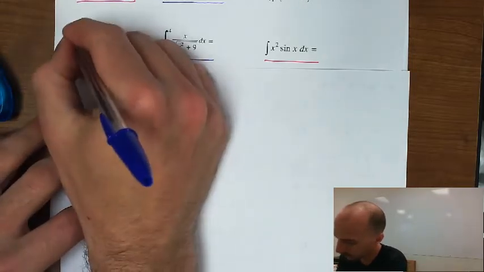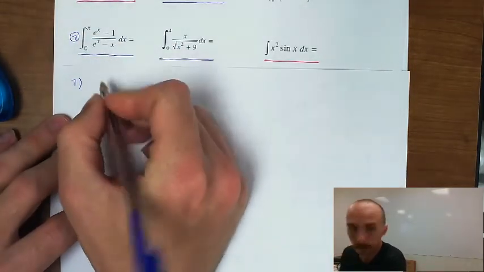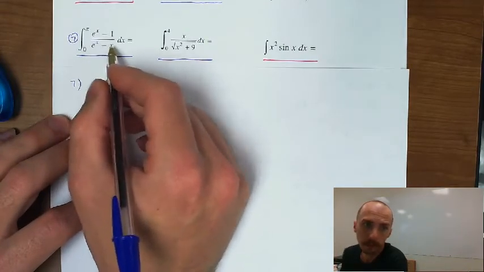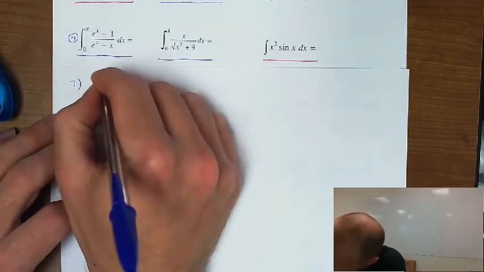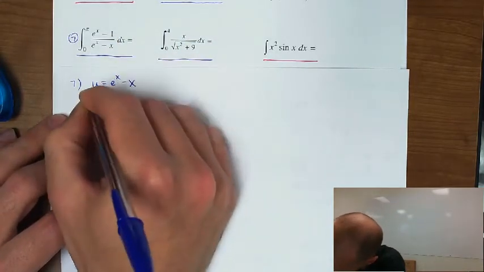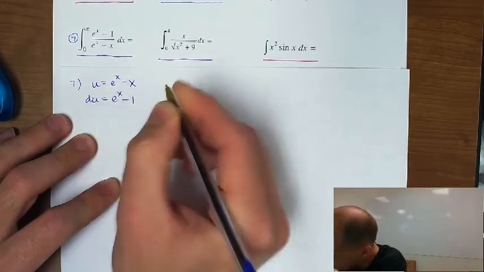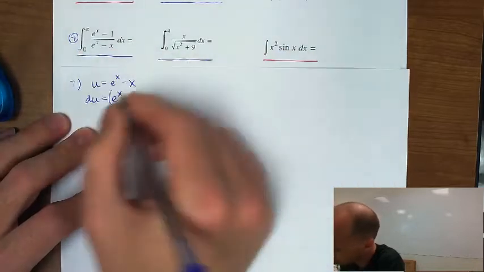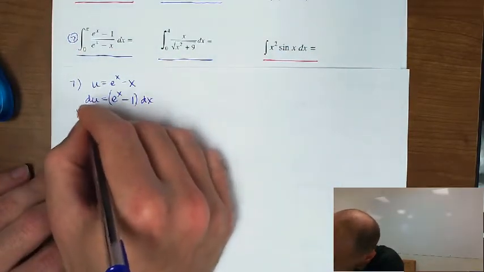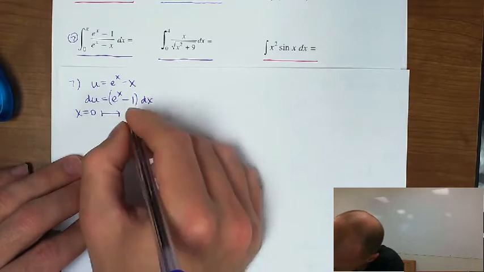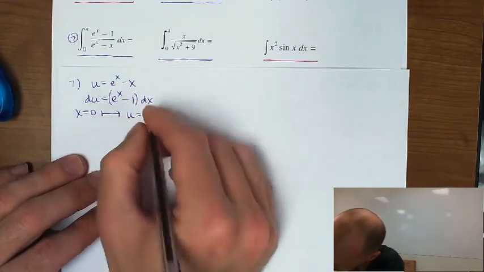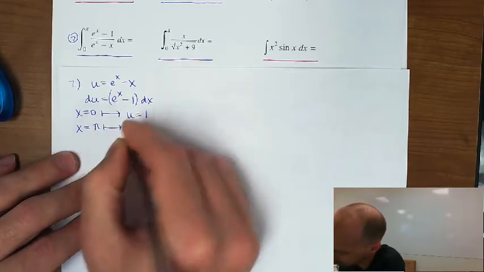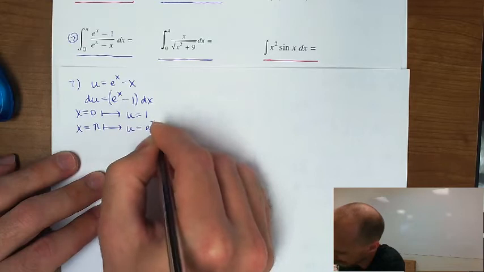So number 7. What I'm going to do, I'm going to let u be the bottom, e to the x minus x, because the derivative of e to the x minus x is this e to the x minus 1. Okay, it matches up perfectly, no further work is required. X equals 0 gives me u equals e to the 0 minus 0, which is 1. And x equals pi gives u equals e to the pi minus pi.